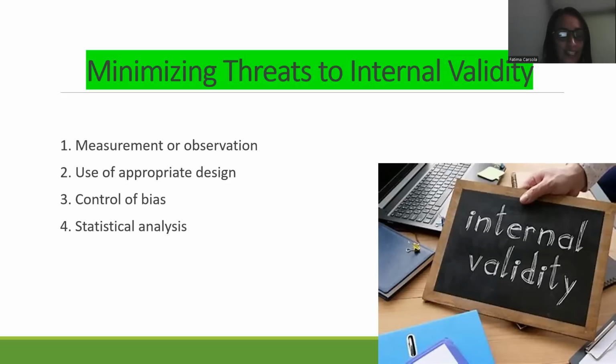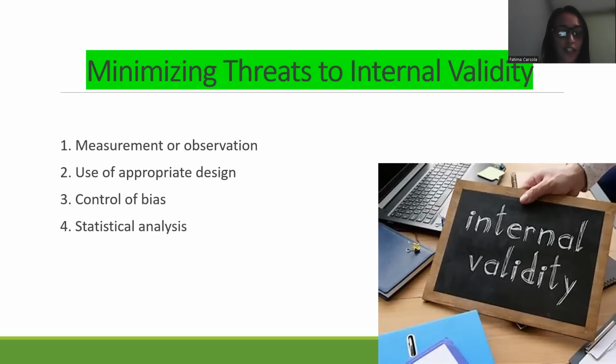Next is another one of the control of bias, selection and participation. This talks about the sample, on how you select the sample and assign the treatment groups, and this could introduce a sampling error to the study.